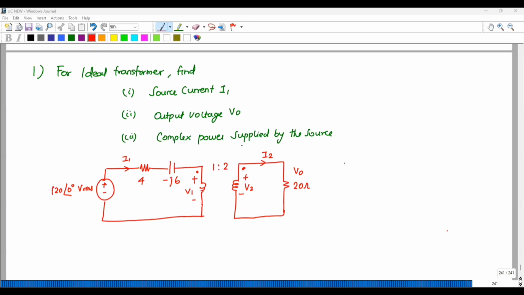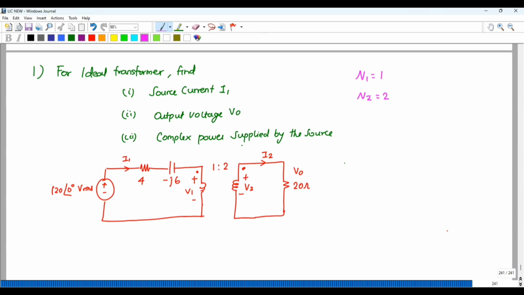So in this video, we are going to discuss a problem on ideal transformer. They are asking you to find the source current I1, the output voltage V0, and the complex power, that is S, for this circuit. So what are they given? They have given N1 value is 1 and N2 value is 2.